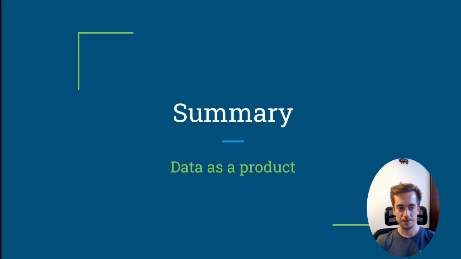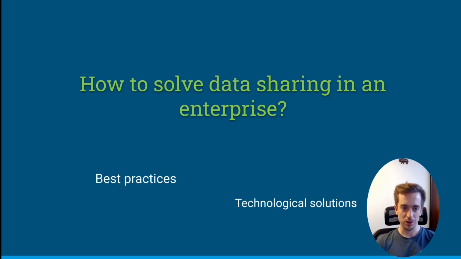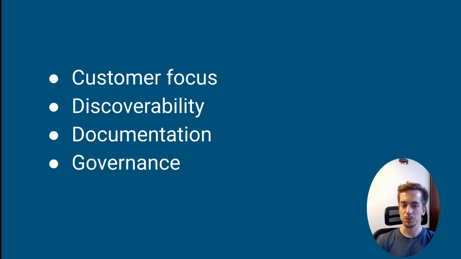Let's summarize it. The data as a product approach is a set of principles that address a critical problem: how to solve data sharing on an enterprise scale. It's a collection of best practices and technological solutions that are valuable in separation, and together they build a comprehensive, efficient approach that brings value to data producers, consumers, and other stakeholders, like security, legal, or architecture functions. I group them into these 4 categories, but the classification might differ from author to author.